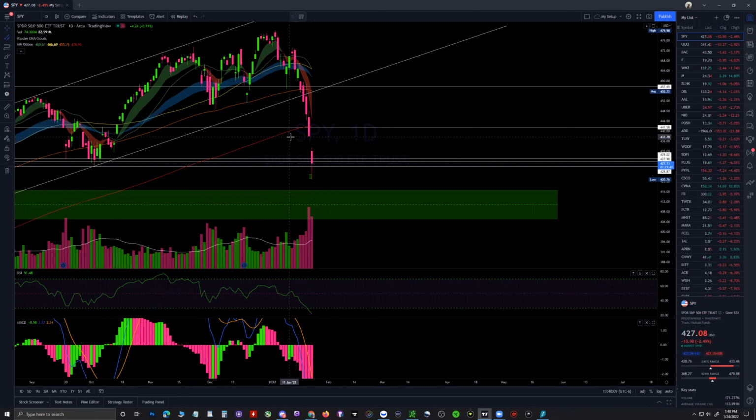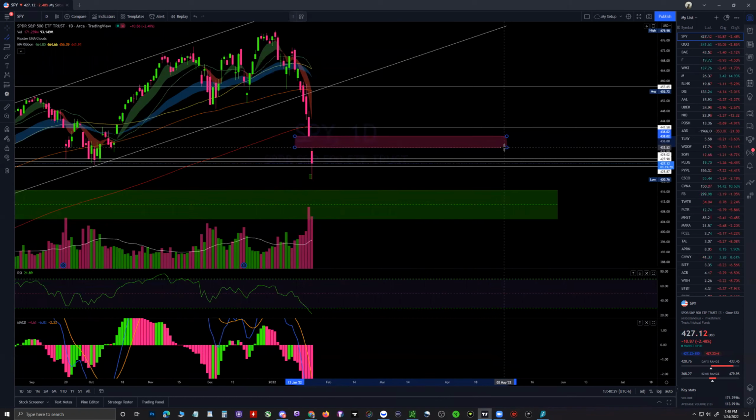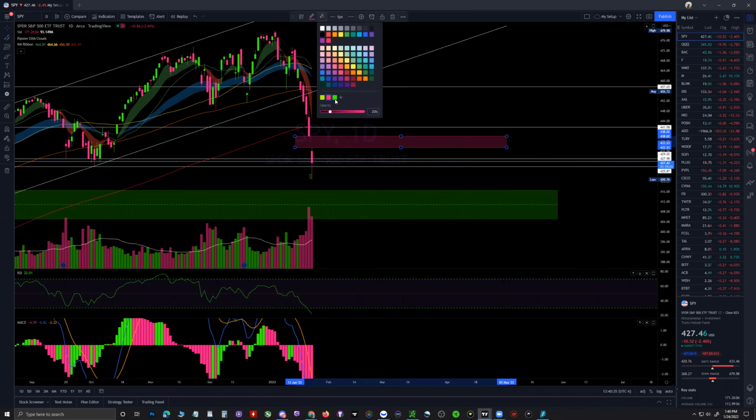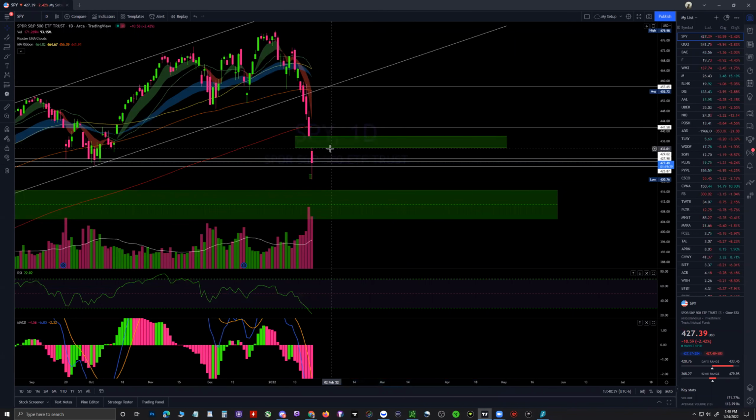Draw a parallel channel. There's not even a wick here on Friday's candle, but normally you'll go from wick to wick. Draw it as straight as possible, and then you go to the top of the wick. And I like to make the gap fills green. So there's the gap that we need to fill still, but that could take a while because that's quite a gap down.